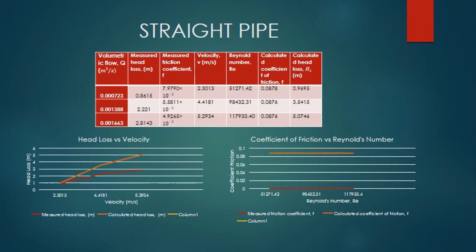provided. So from the graph, we can see that when the velocity increases, the head loss calculated and the measured value for the straight pipe increase because the volume flow rate is increased. However, the friction coefficient for the calculated and the measured value remain the same over time when the volume flow rate increases and the Reynolds number increases.